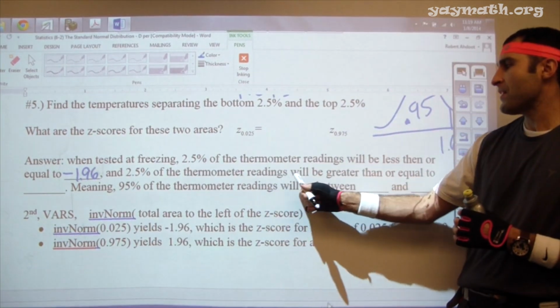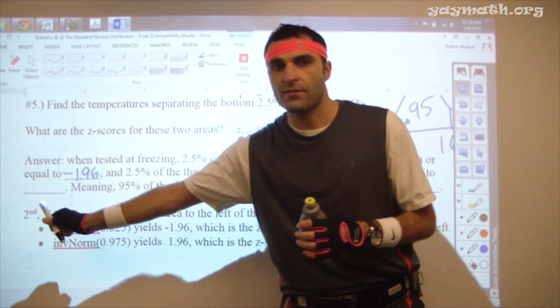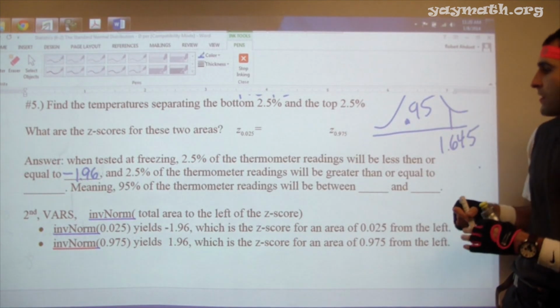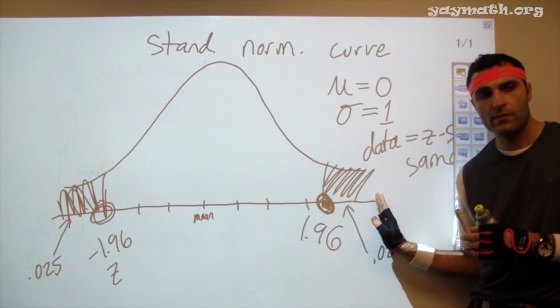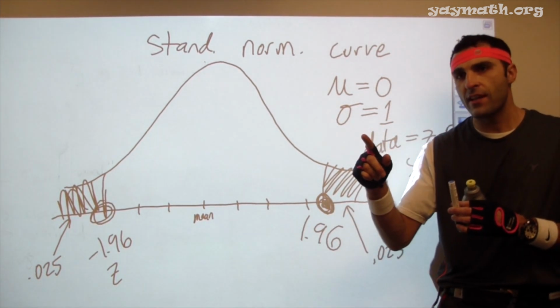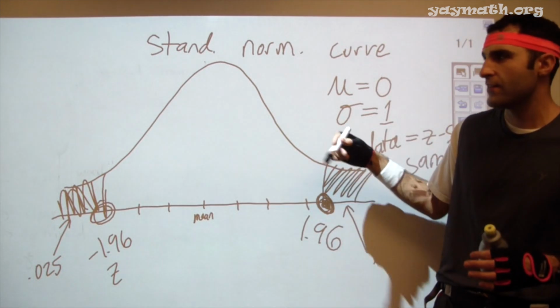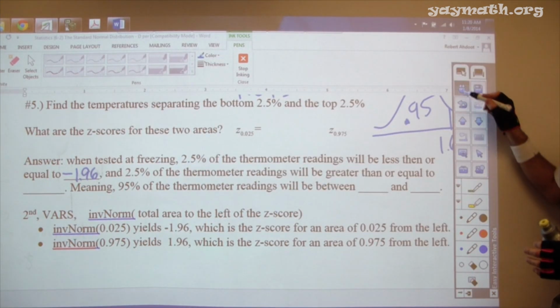And 2.5% of thermometers will be greater than or equal to what temperature? 1.96. 2.5% of thermometers will be here or more. Here or more. That's 1.96. You okay in the back? Yeah, I'm good. All right. Appreciate that. 1.96.